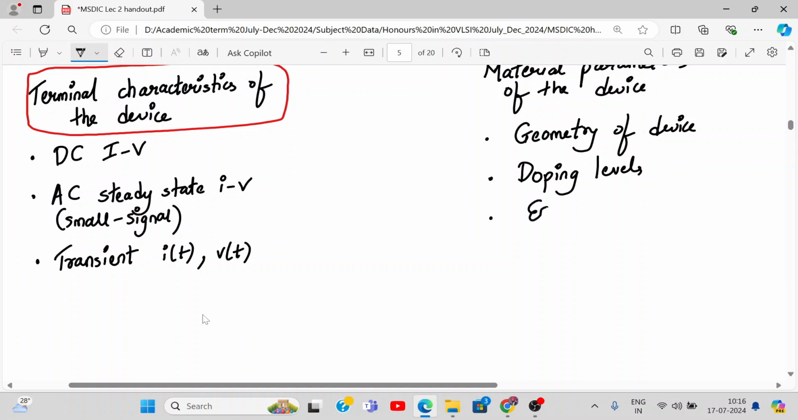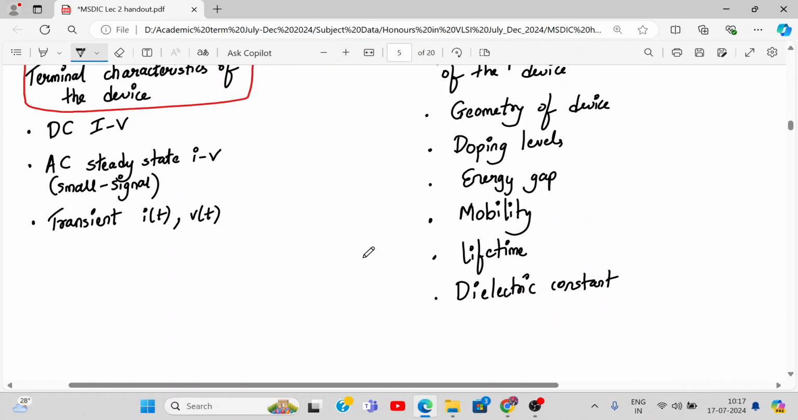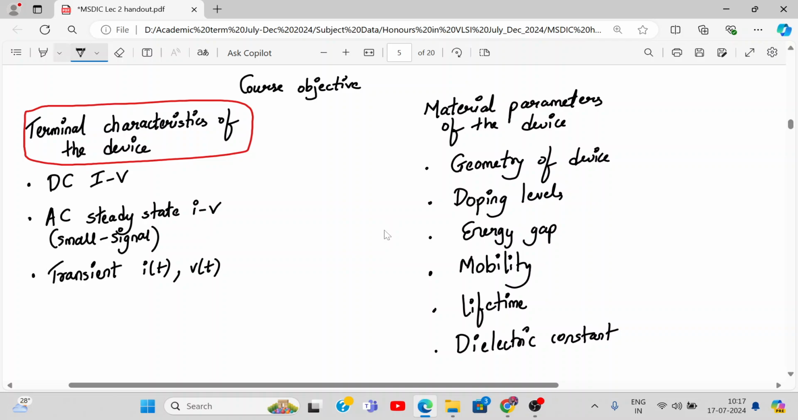Then we have energy band gap. Then mobility of semiconductor devices. Then carrier lifetime; I'll just write lifetime. That means carrier lifetime. Carriers are electrons and holes in semiconductors. Then we have the dielectric constant. So these are the material parameters of the device.